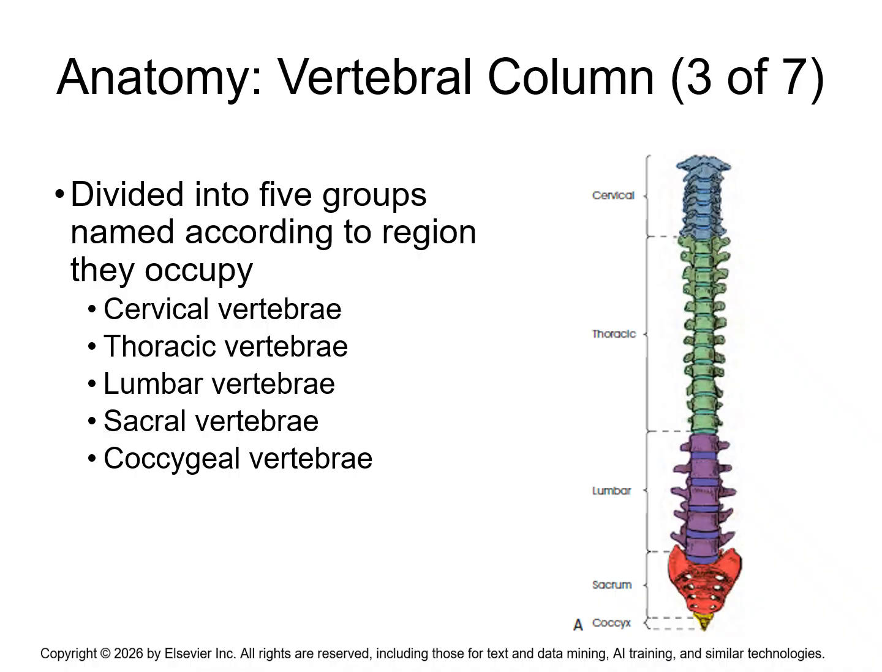Now, they are divided into 5 groups. First, you have your cervical. 1 through 7 is cervical. Then you have your thoracic, which makes up your back and the majority of where your ribs attach. You have 12 of those. Lumbar vertebra, you have 5. Sometimes you'll have 6, not too uncommon.